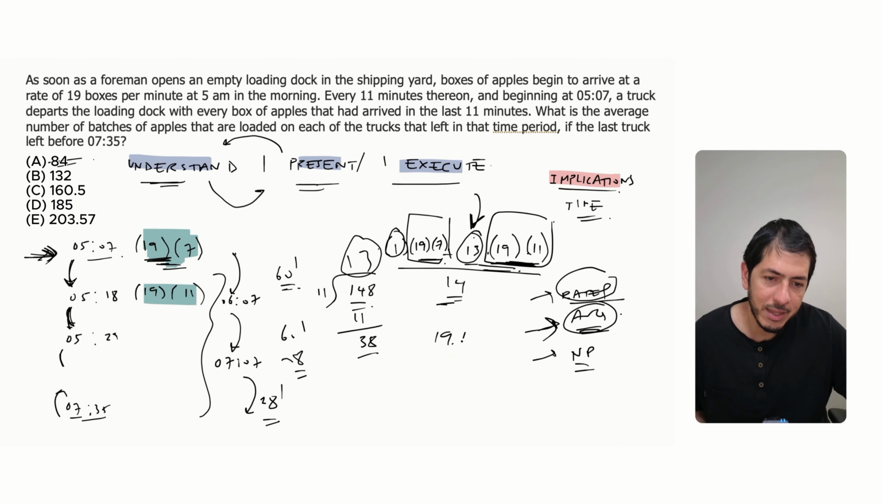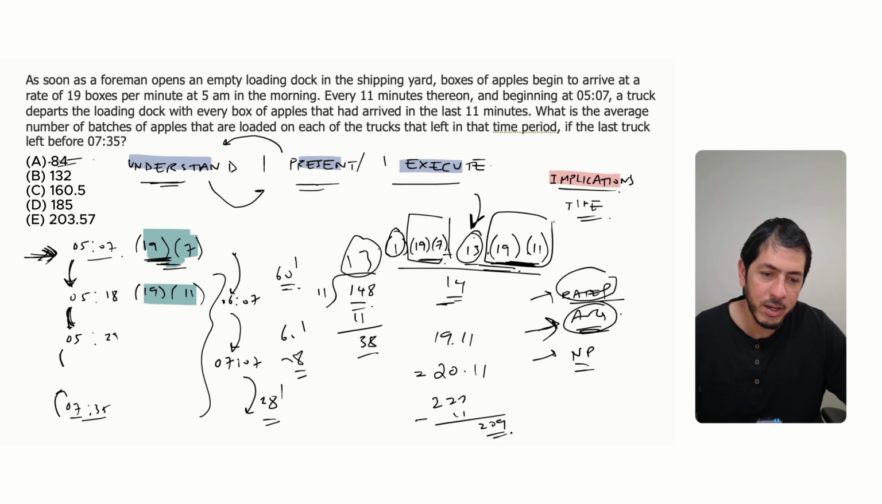And I can say that 19 times 11 is the same as saying 20 times 11 minus 11. So 10 times 11 is 110, 2 of that is 220, and minus 11, that's going to be 209. So I know that the answer choice is going to be so close to 209, and that is the one I'll choose. So that's how you solve this problem.